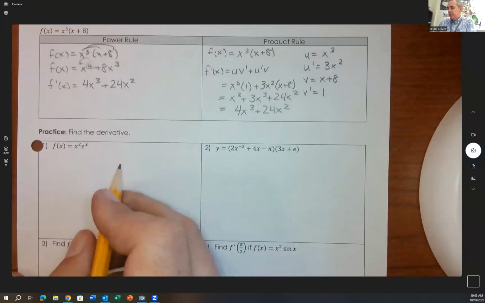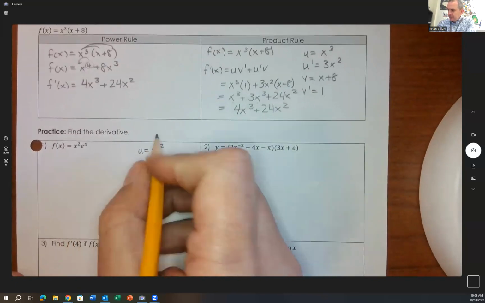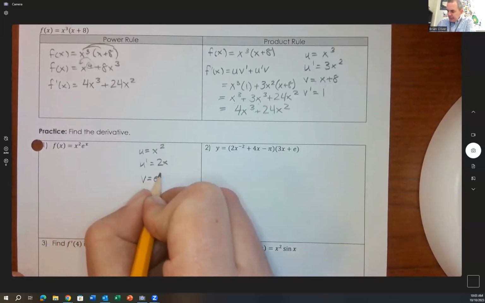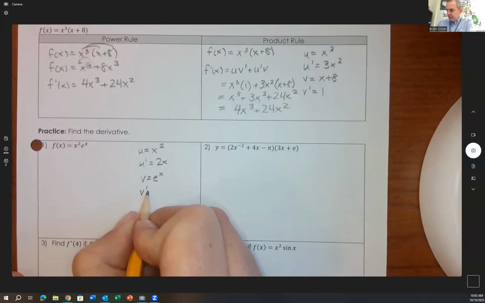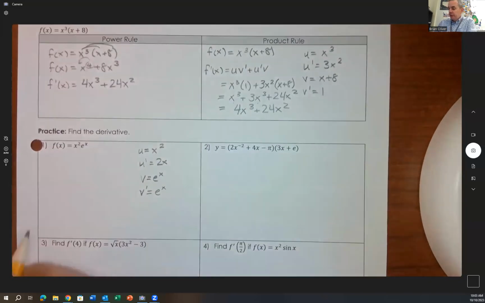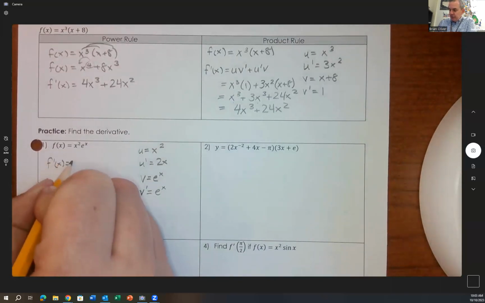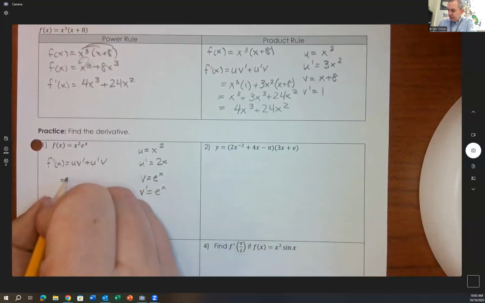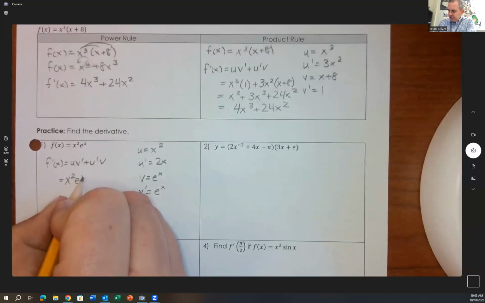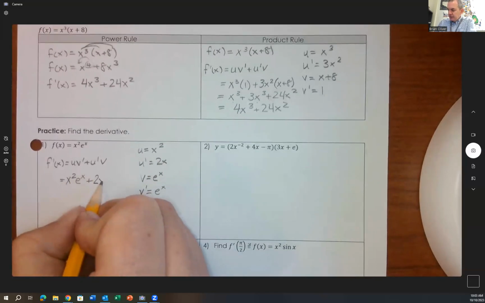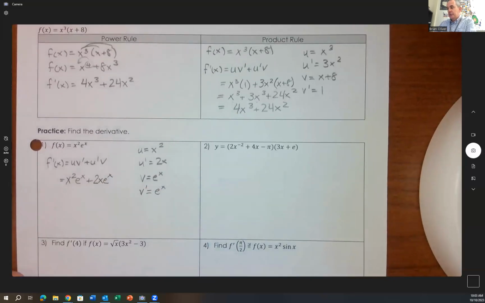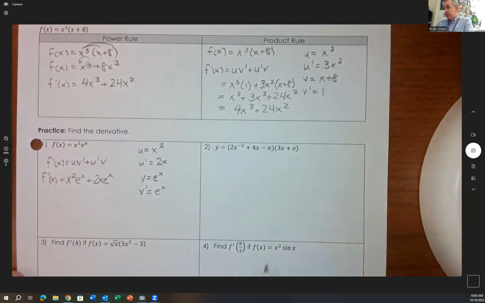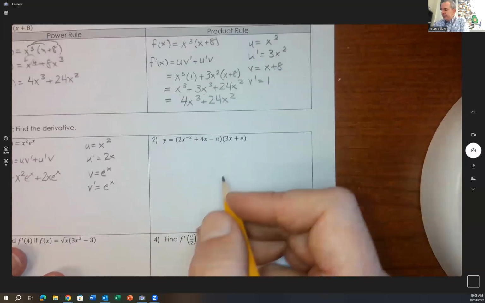So if I wanted to find the derivative of this, again, u is going to equal x squared, so u prime is going to equal 2x. V is going to equal e to the x, so v prime, the derivative of the exponential, is still the exponential. So to find the derivative of this, remember it's u v prime plus u prime v. Plugging in the numbers, u is x squared, v prime is e to the x, plus u prime is 2x, v is e to the x. And there's our derivative of that function. It's the product rule. So again, I'm just going to keep powering through the examples so that we have them.